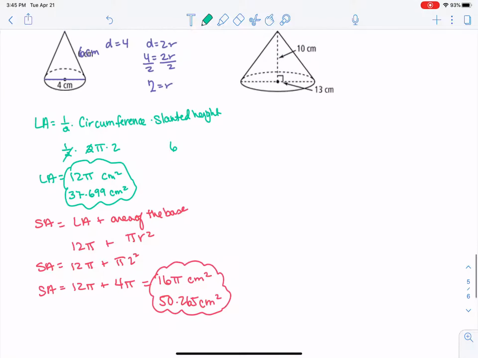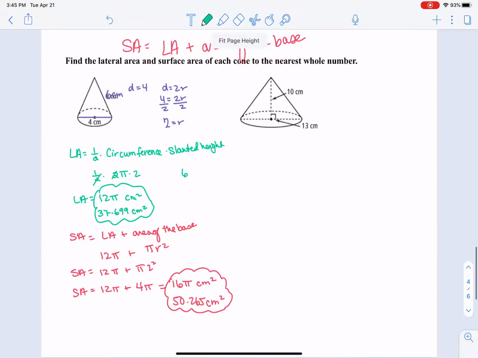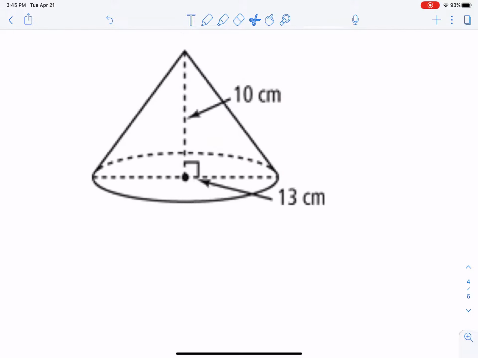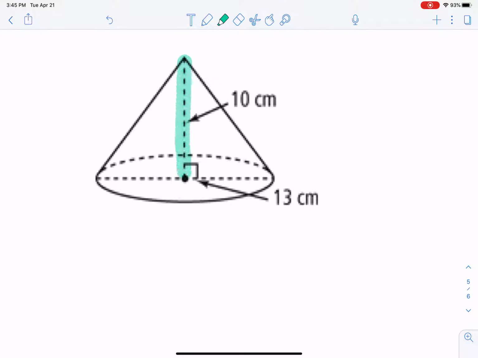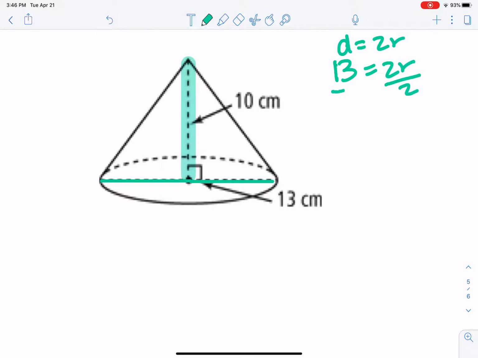They gave us the slanted height, but sometimes they do not give us the slanted height, and they make us solve for it. So we'll do this next one together where they make us solve for it. So they gave us this time the altitude, and they gave us the diameter. Well, they didn't give us the radius, but we can solve for that. Diameter equals 2r, so 13 equals 2r. And that would be, I'm sorry, not 7.5, 6.5. So you can do it in decimal or a fraction.